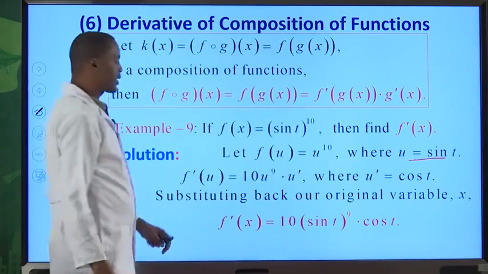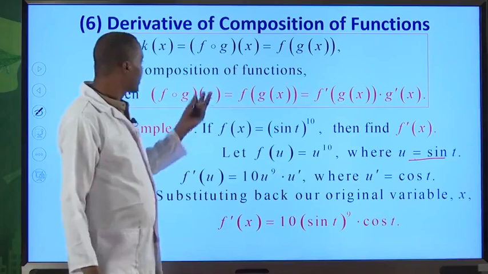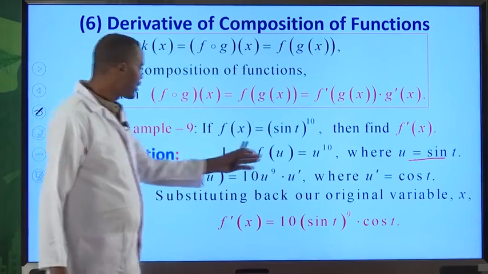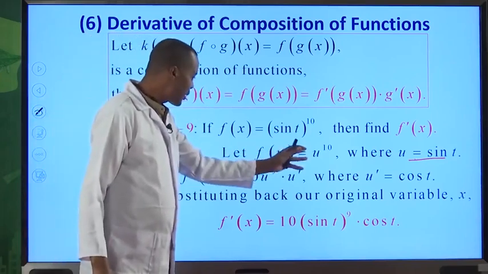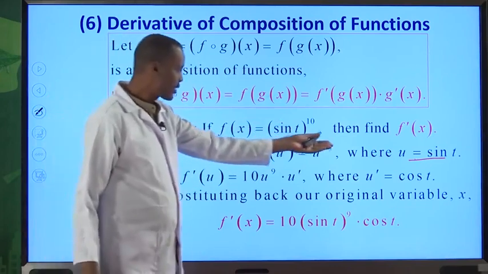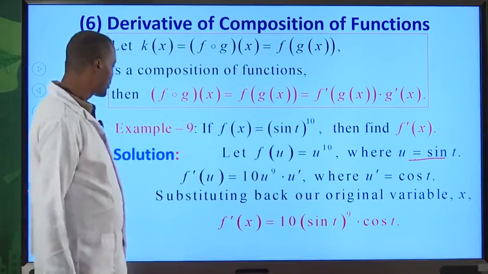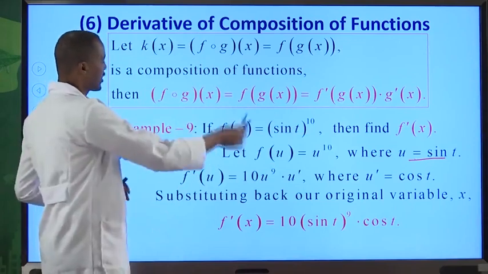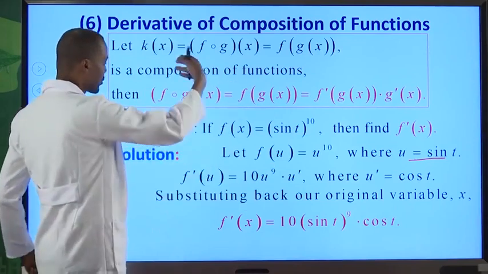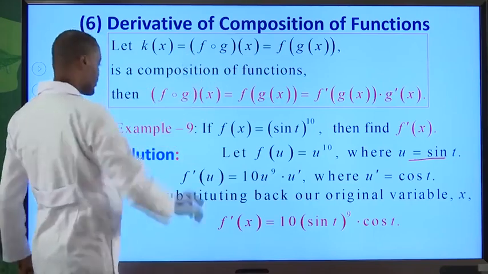Now it looks like a kind of polynomial, but this argument is a trigonometric function. So that's the kind of composition where a trigonometric function is an argument of a polynomial function. That is a composition of functions.